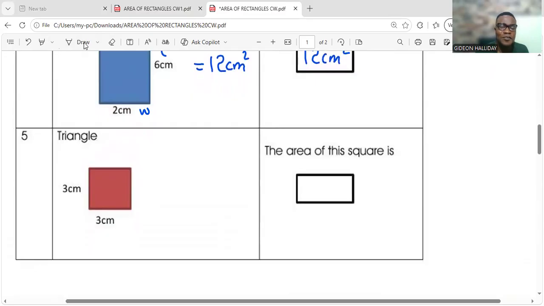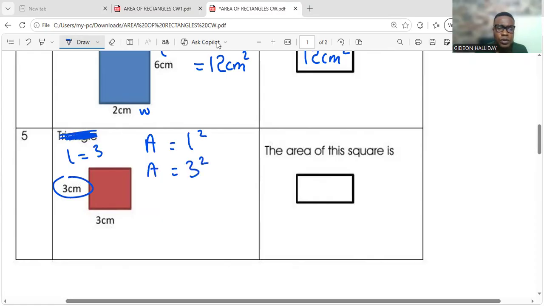This says area of a triangle. Why did they write triangle here? I'm sure this was an error because this is a square. So area of a square is L squared, and L equals 3. So that's 3 squared, which is 3 times 3. And that gives us 9 centimeters square. Lemon squeezy, right?